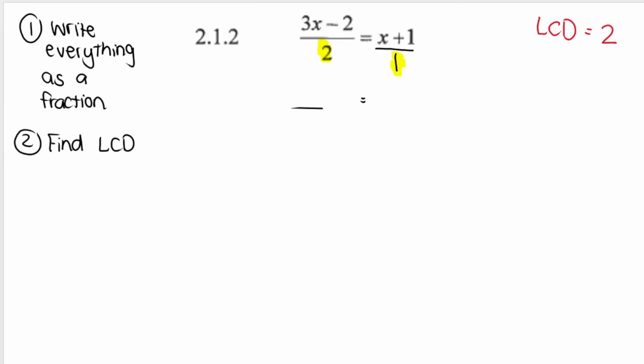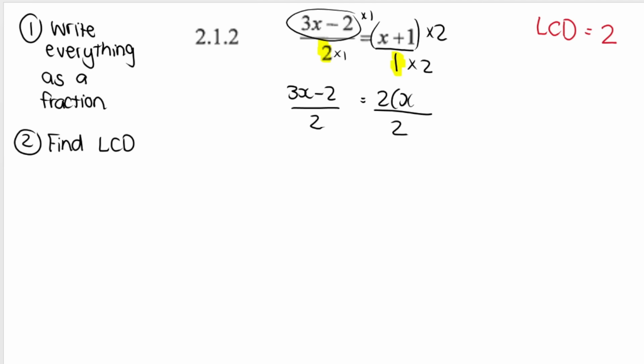So once you find the LCD, both fractions need to be written over the LCD. This one is already written over the LCD. So basically you multiply the top by 1, everything stays the same. This one over here, how do you get 1 to become 2? You multiply it by 2. That means that you must multiply the entire top thing by 2. Another way to write it is to write it like that. Okay, you're not only multiplying the x by 2, you're multiplying the 1 by 2 as well.